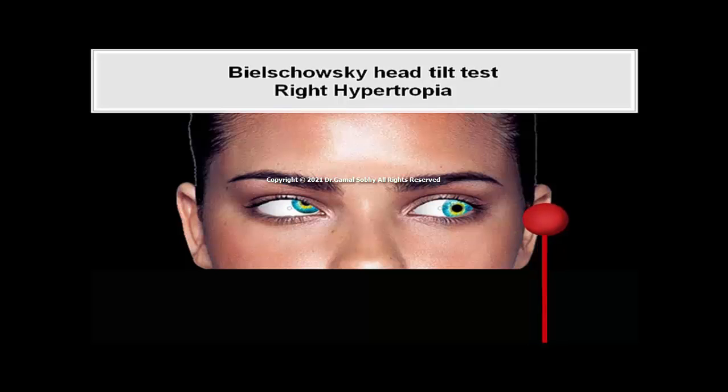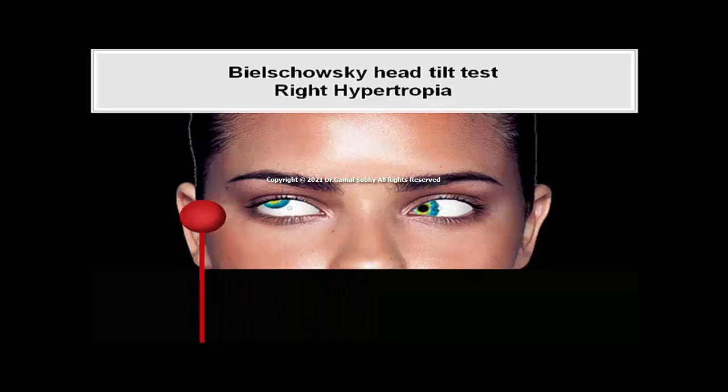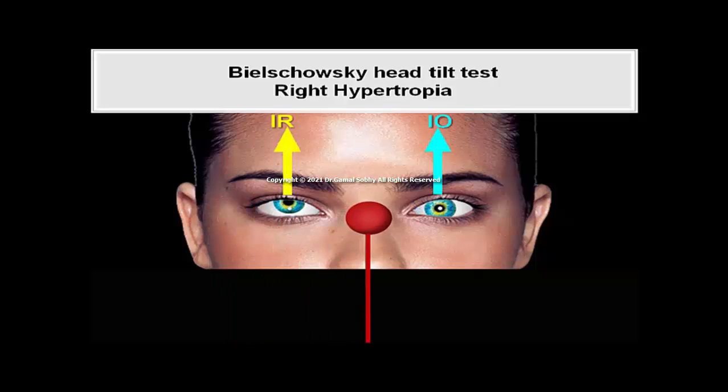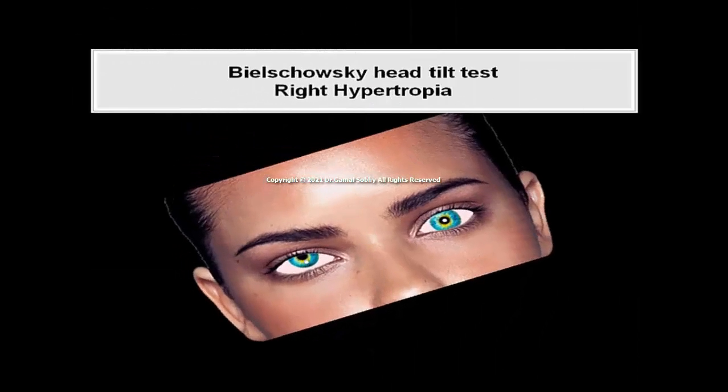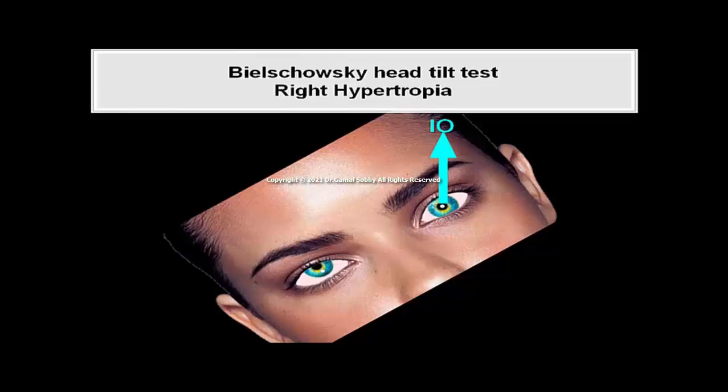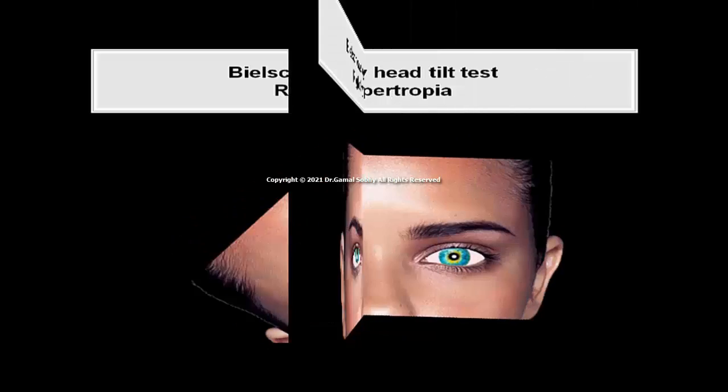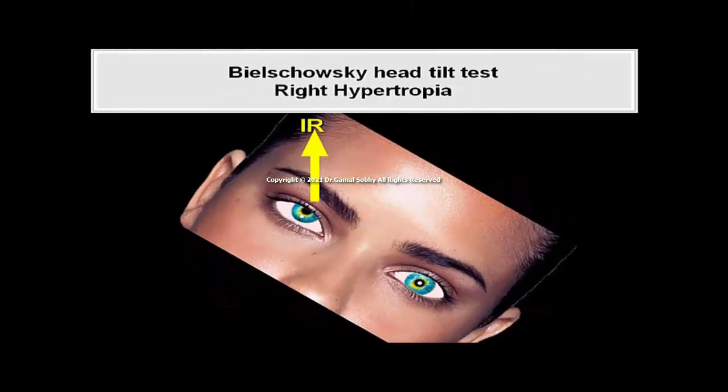In right paralytic hyperdeviation, if the hyperdeviation is greatest on right gaze, then the paralyzed muscle is either the right inferior rectus muscle or the left inferior oblique muscle. If the hyperdeviation is greatest when the head is tilted to the right shoulder, then the paralyzed muscle is the left inferior oblique muscle. If it is greatest when the head is tilted to the left shoulder, then the paralyzed muscle is the right inferior rectus muscle.